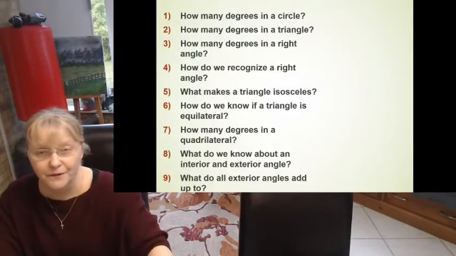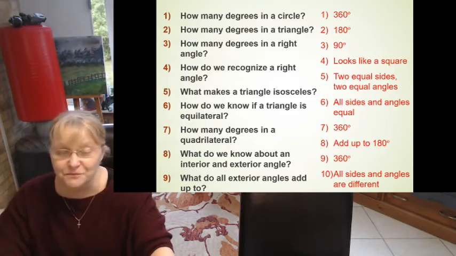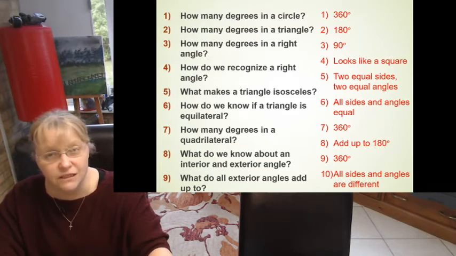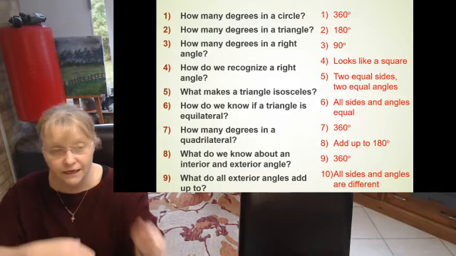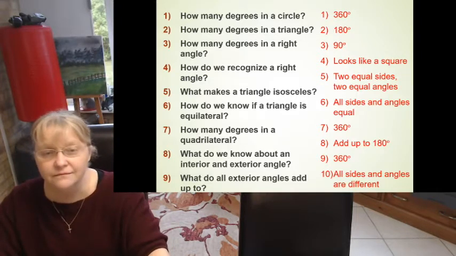Okay, welcome back, and hopefully you got these answers. So main things to know is that the degrees in circles is 360, degrees in a triangle is 180, and a right angle, just basically like that, is 90 degrees.